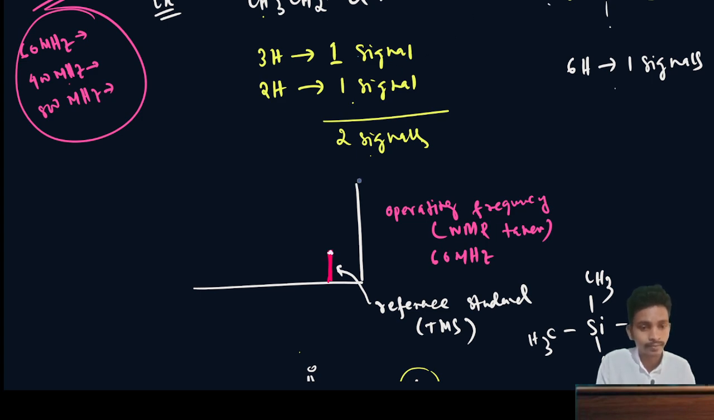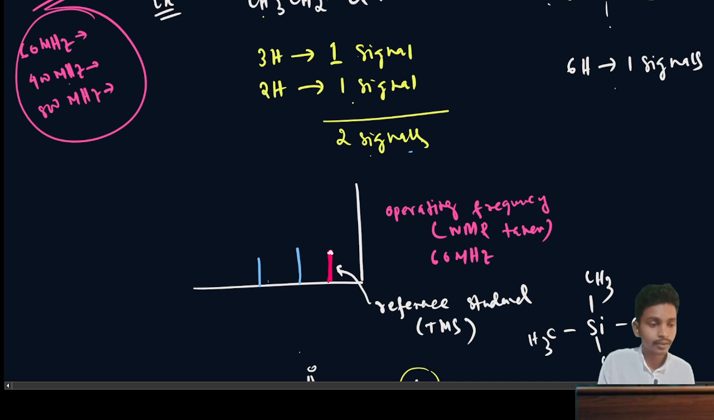After that, these two signals are there, so two signals will appear here. I'm just taking this as an example, roughly. The exact NMR data will not be the same, I'm just taking that example. So suppose this type of thing is there: two signals will appear like this. First will be the reference standard, then the two signals will be here.